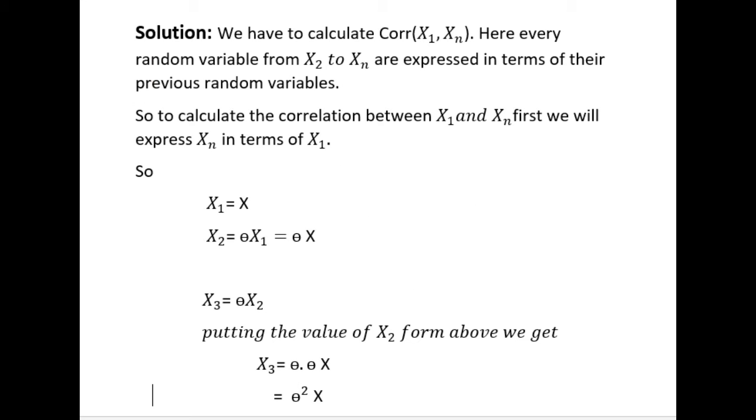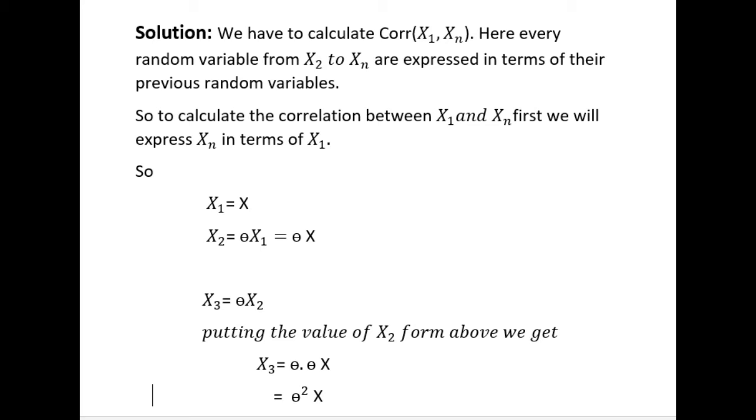Solution. We have to calculate the correlation between x1 and xn. Here, every random variable from x2 to xn is expressed in terms of the previous random variable. So, to calculate the correlation between x1 and xn, first we will try to express xn in terms of x1.